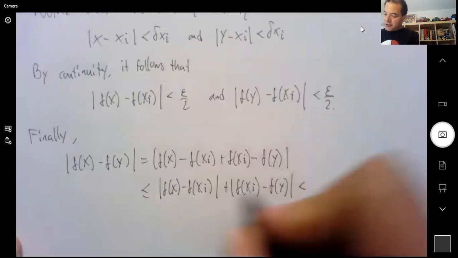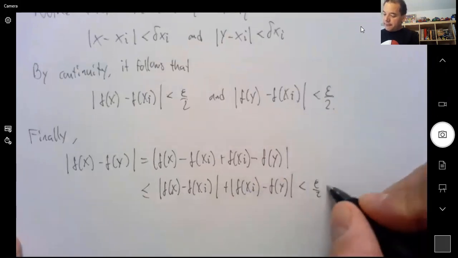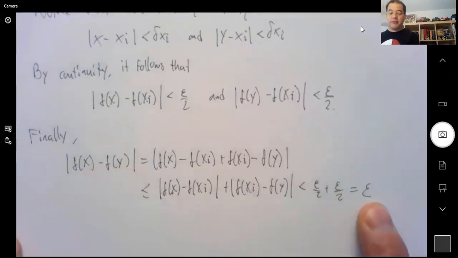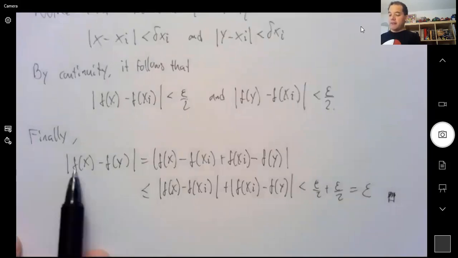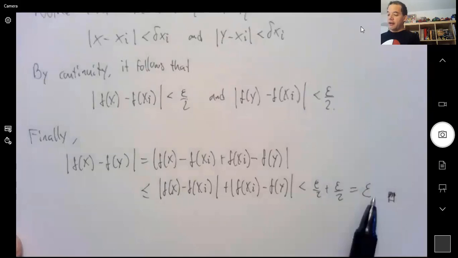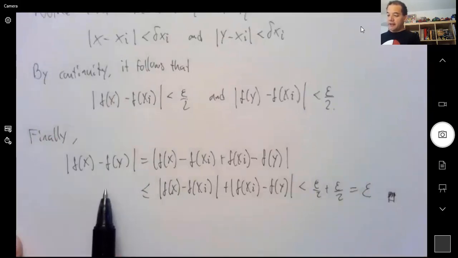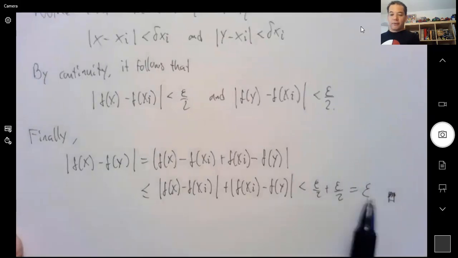And each one of these is less than epsilon over 2. Therefore, this one is less than epsilon. And that's the end of the proof, right? So we started with an arbitrary delta. We pick arbitrary points x and y. And we showed that if x and y are less than delta apart, then the images of those points are within epsilon, right? So this shows that f is uniformly continuous on K.